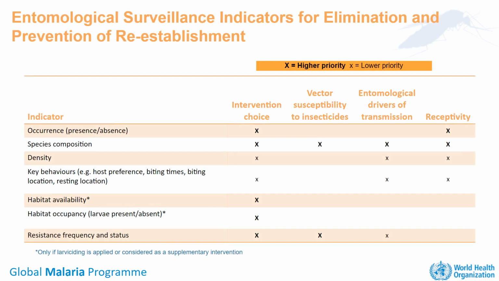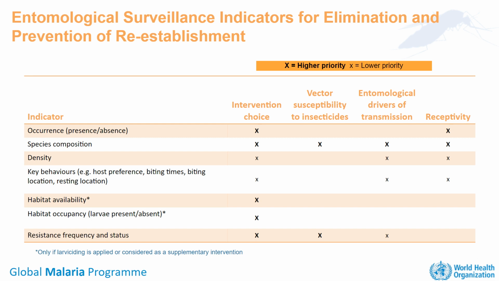This table summarizes the entomological indicators that are important for answering the 4 questions of elimination programs that we just finished reviewing. The 4 key questions are shown at the top of the columns and the indicators along the left. The occurrence, meaning presence or absence, of malaria vectors is important for knowing where vector control interventions are needed. It is also a key component of receptivity because an area without mosquito vectors is not receptive to transmission.